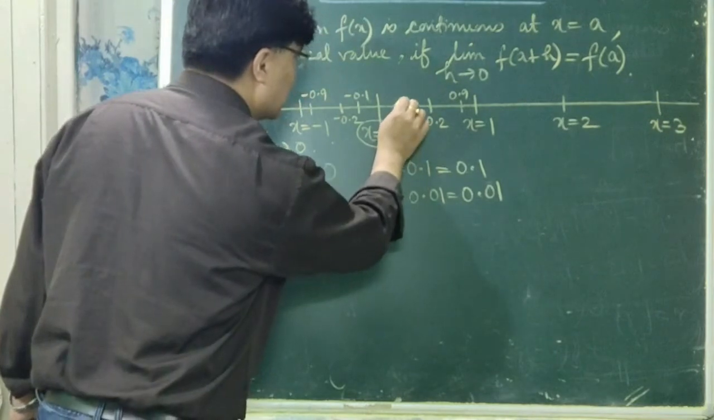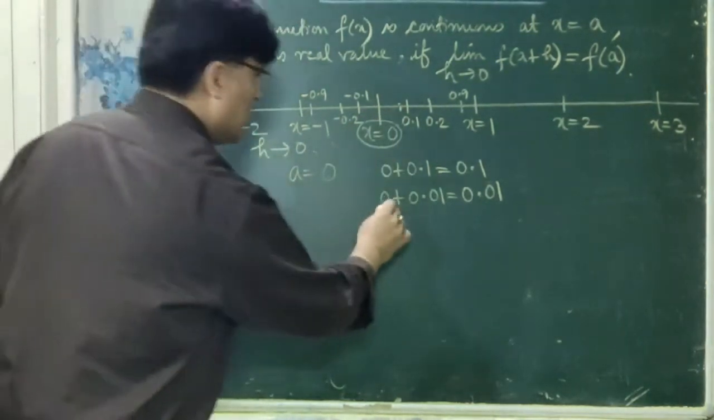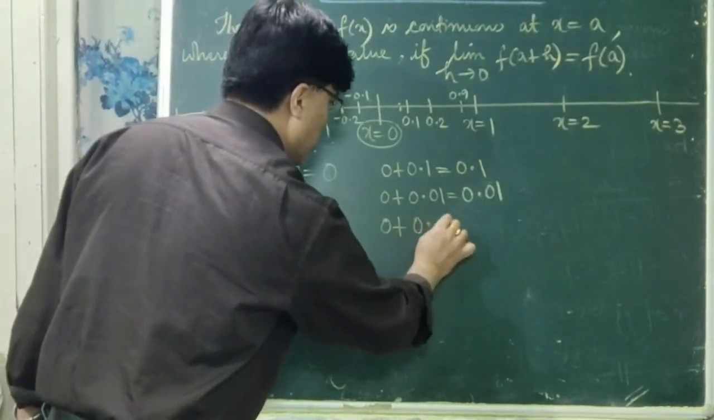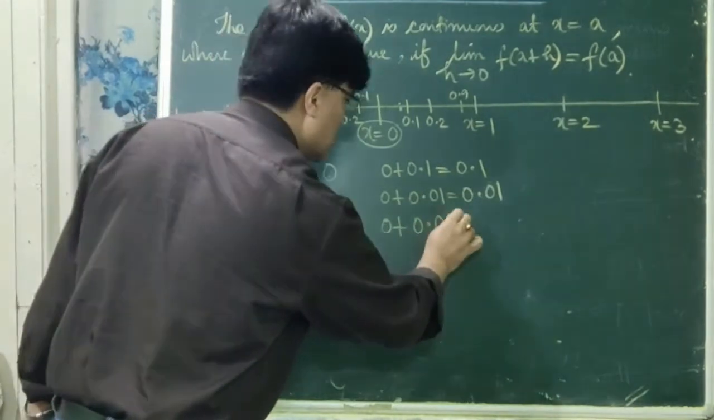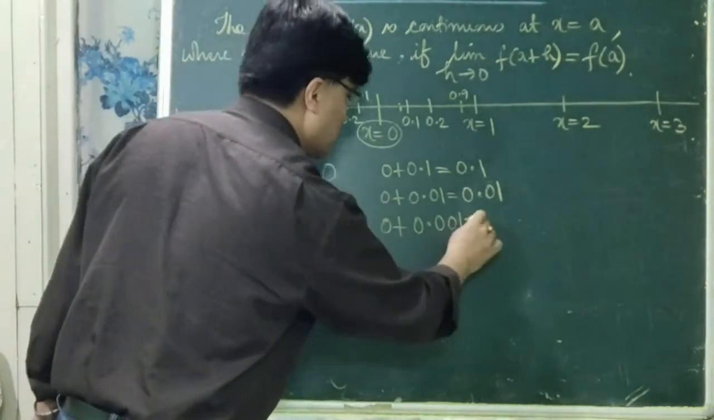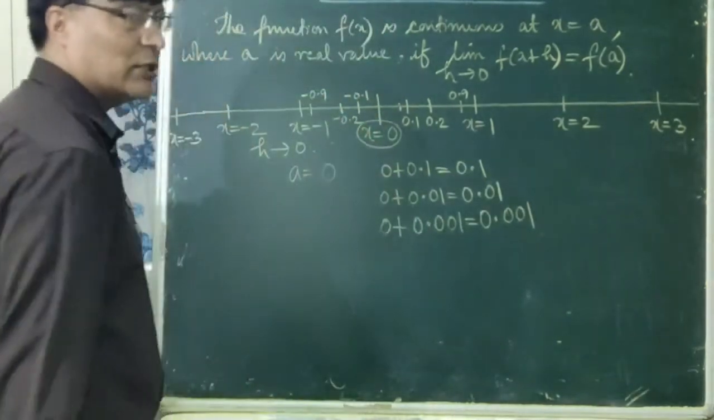0.01 lies out here, it comes out here, 0.01. Again, you may have 0 plus 0.001, which is equal to 0.001. Again, we are approaching towards 0.